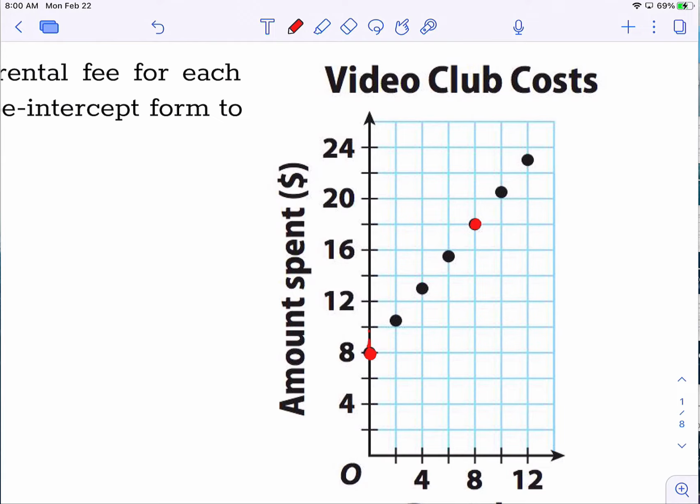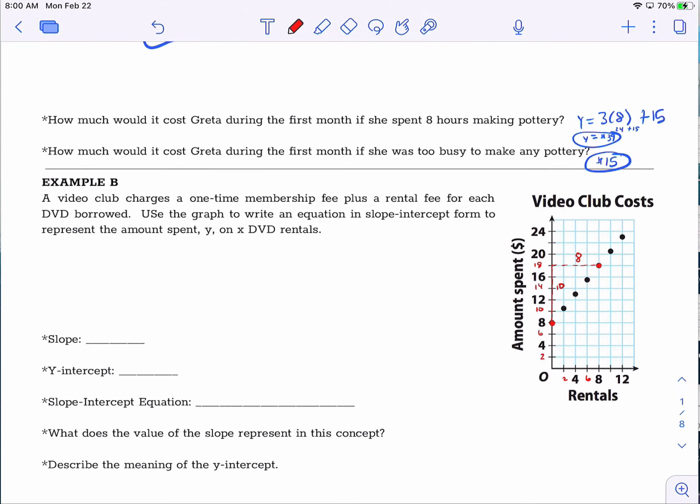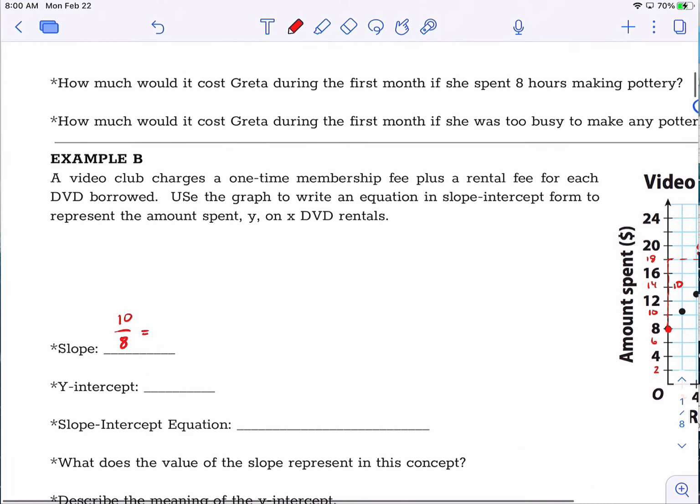So my rise over run. Here I've got to be very careful. My numbers are going by 2s, right? So I like to write those in. I'm at 8 going to 18, so I'm going up 10. The x values are also going over by 2, so I'm going over 8. Up 10 and over 8. So the slope is 10 over 8. Now, that reduces to 5 over 4. Divide that by 2.